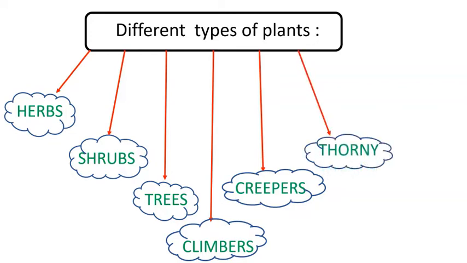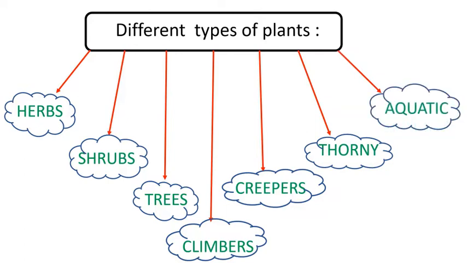Next, thorny plants. Plants that have thorns. They are called as thorny plants. For example, cactus. Next, aquatic plants. Plants that grow in water. They are called as aquatic plants. For example, lotus, water lily, etc.